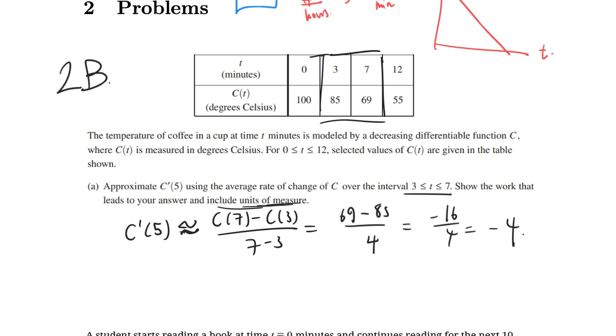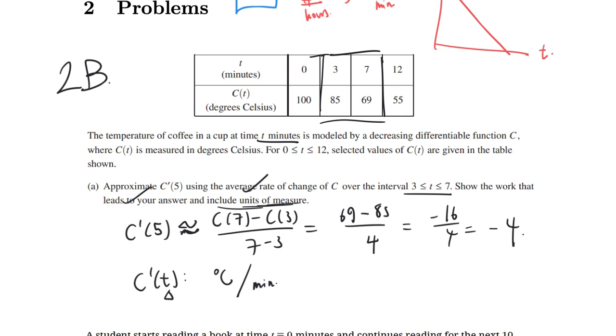Okay, now we have done the first part. We have approximated C prime 5, and we have already shown the work, right? That's why it's always important to write in steps. And now we want to include the units of measure. So the unit of C prime t in general is just the unit of C, which is degrees Celsius, over the unit of the independent variable, which is t. So that's going to be degrees Celsius per time, and time is measured in minutes. So degrees Celsius per minute. This is the unit of C prime 5.